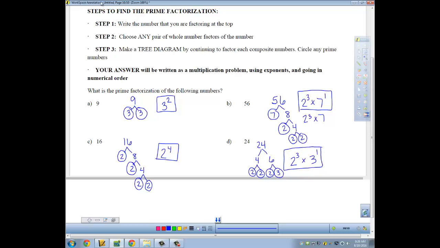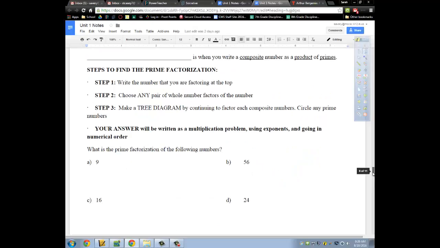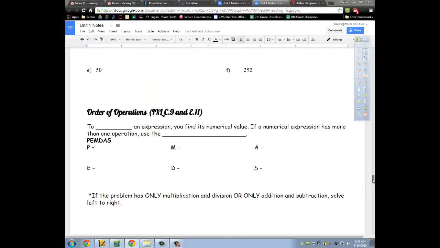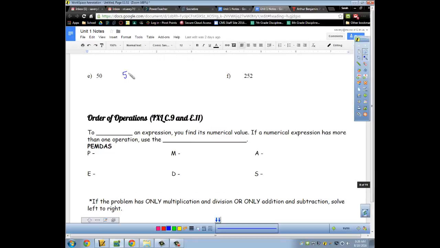Okay, moving down, we have 2 more examples. Okay, so we're looking at 50. So I'm thinking, what two numbers multiply to get 50? You could use 2 and 25. I'm going to use 5 and 10. 5 is prime, so circle it. 10 is composite, so keep factoring. 10 can factor into 2 and 5, since 2 times 5 is 10. 2 is prime, circle it. 5 is prime, circle it.